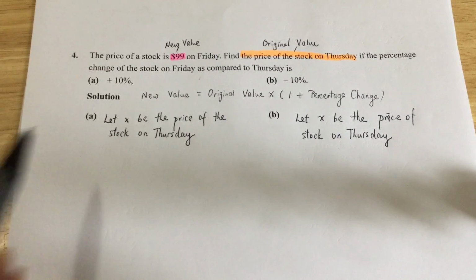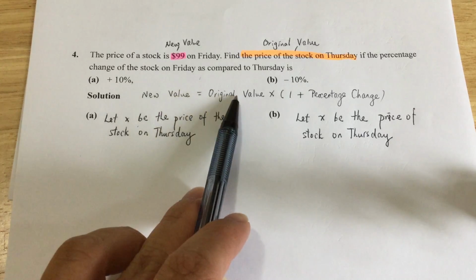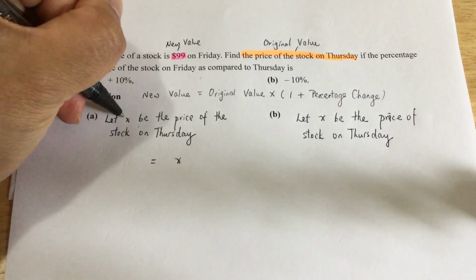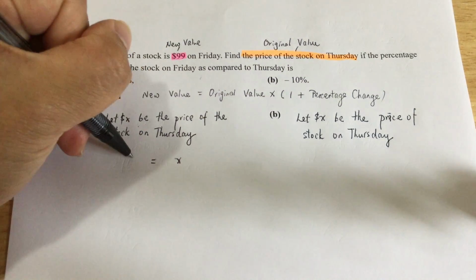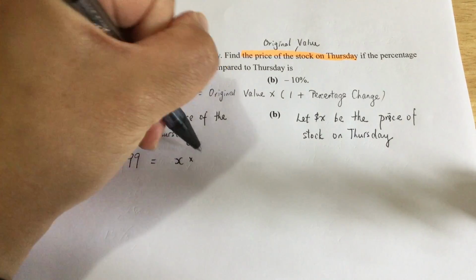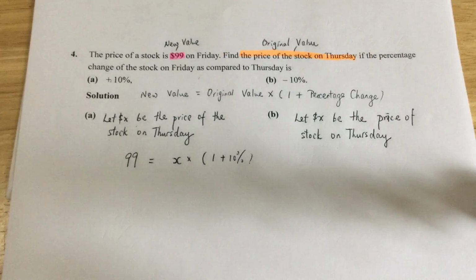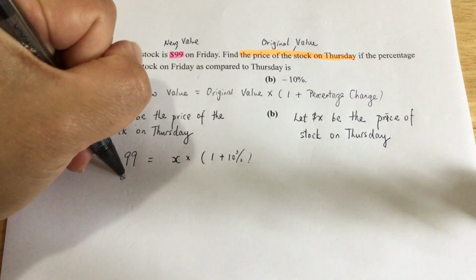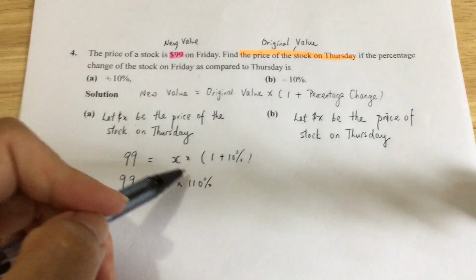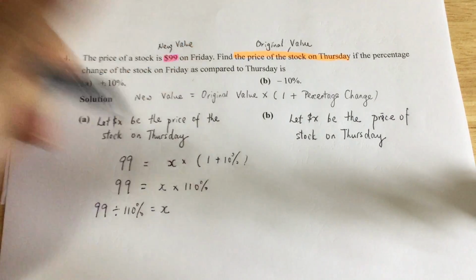But now, we will do part A and I will leave part B for you to do. X is the original value, so that means we'll put X here and equals, and then the new value this time is 99. I'm sorry, I must put the lower side here. So you have 99 here, and then times 1 plus 10%, since this is a 10% increase. So that is 99 equals X times 110%. And then we can move this over: 99 divided by 110% equals X.